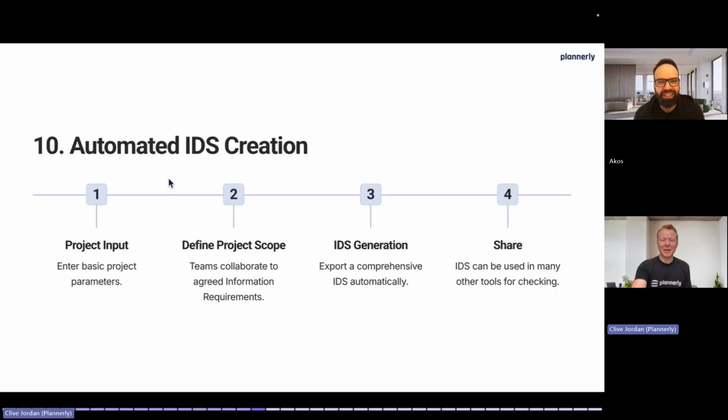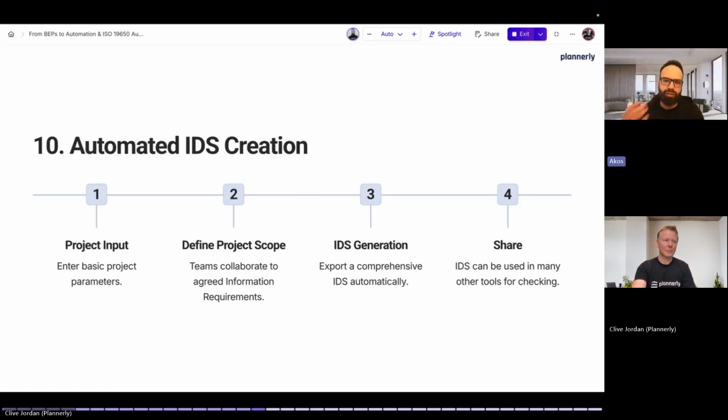So the next one, number 10, is automating the IDS creation. What is an IDS? Akash, what's an IDS? IDS is a standard from Building Smart, and it is communicating what is needed at a certain use case for downstream processes. So we are requesting information because we want to carry out something like quantification or 2D layout or coordination, whatever it might be, and we need certain information for that.